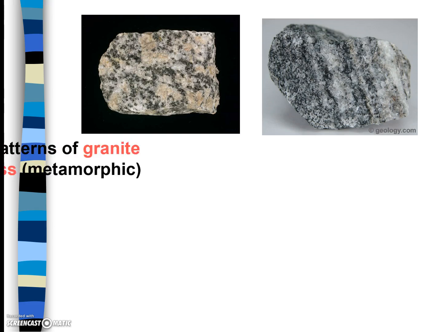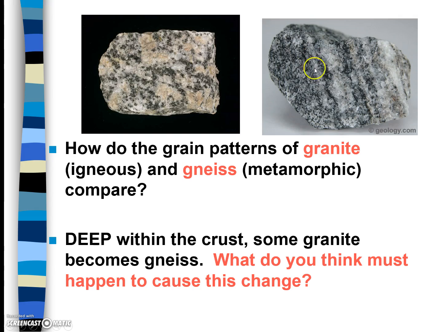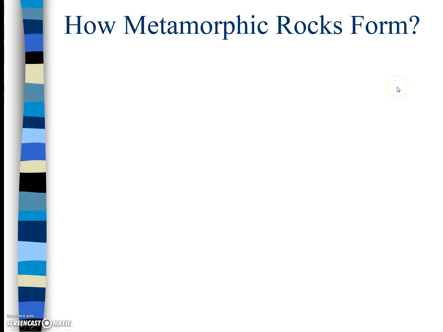And that's marble. Okay, how do the grain patterns of granite, igneous, and the gneiss, which is a metamorphic rock, compare? So look at this. This is granite, and then this one is gneiss. So if you look, this one has some planes or bands in it, and this one's just kind of randomly dispersed. So this happens deep within the crust, and some granite becomes gneiss because of all of that heat and pressure to make that change.